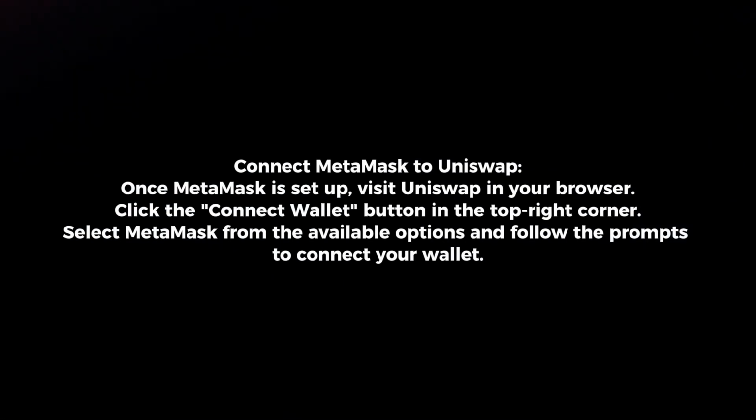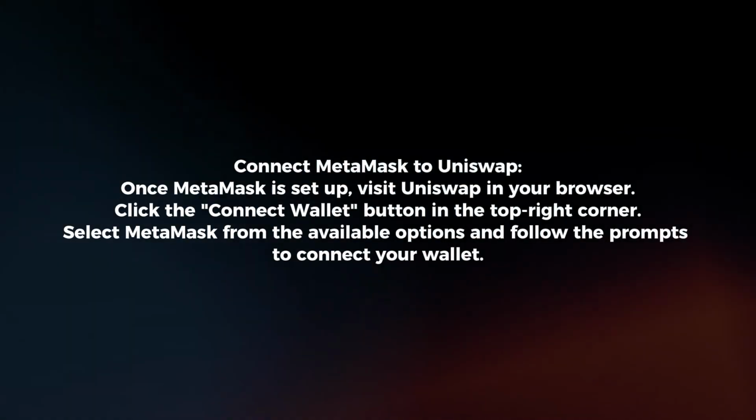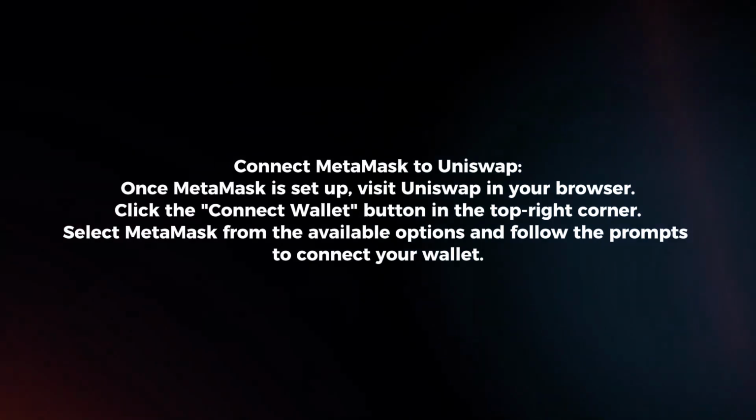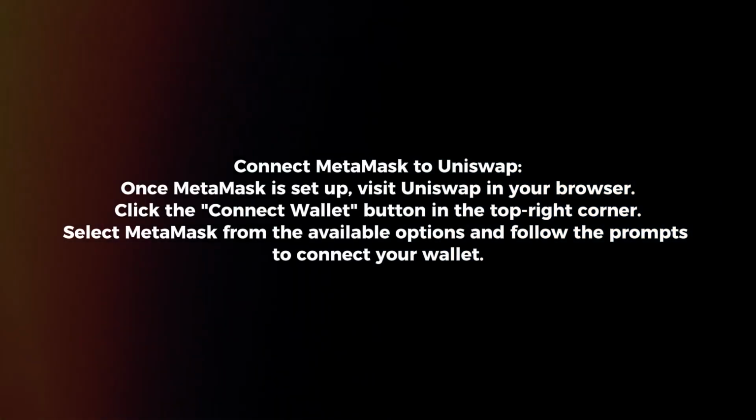Connect MetaMask to UniSwap. Once MetaMask is set up, visit UniSwap in your browser. Click the Connect Wallet button in the top right corner. Select MetaMask from the available options and follow the prompts to connect your wallet.